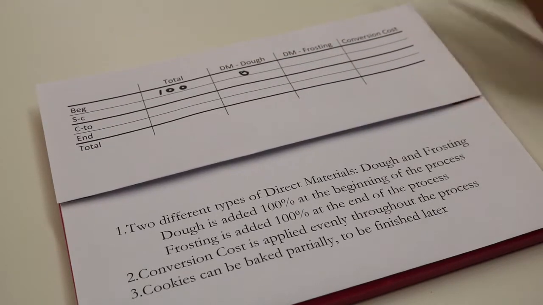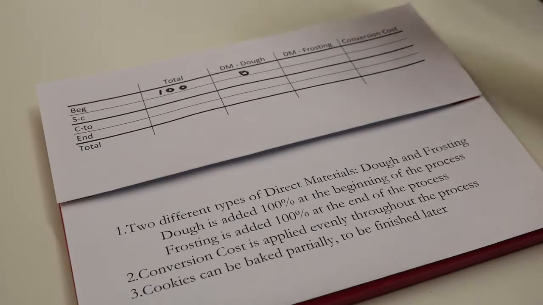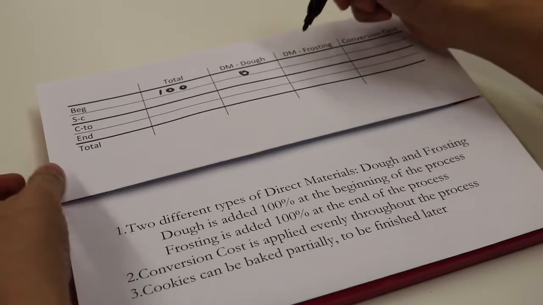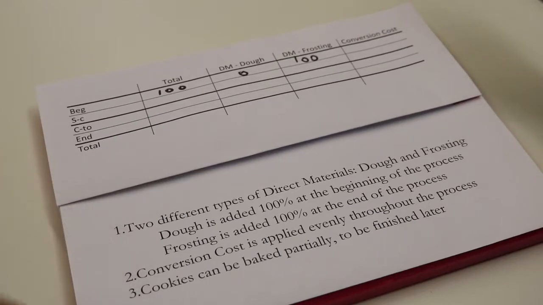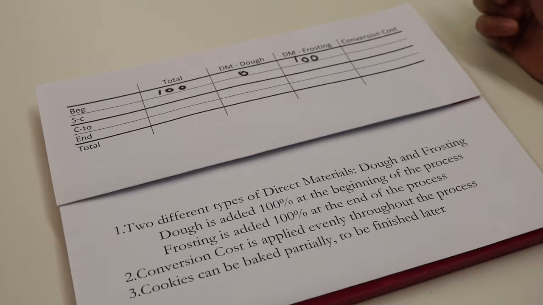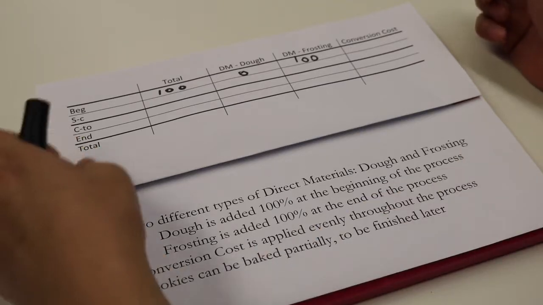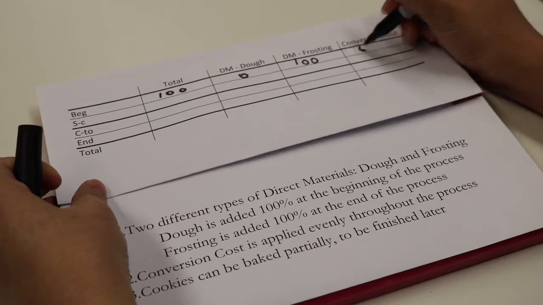However, because frosting is added 100% at the end of the process, 100% of the frosting for these 100 cookies are going to be added during this period. Now, conversion cost. These cookies are 40% complete, which means 60% of the conversion cost has to be added this period. So 60% of 100 is 60.